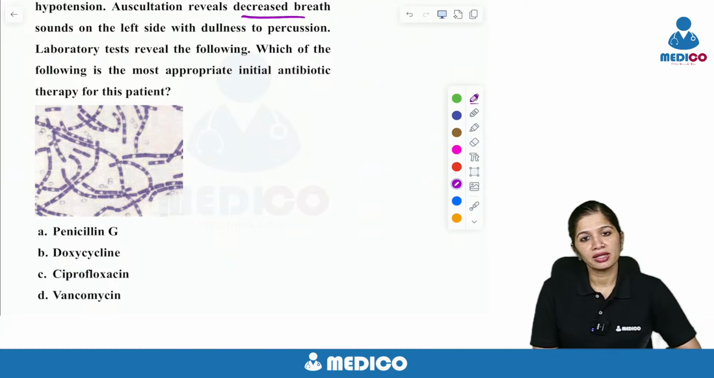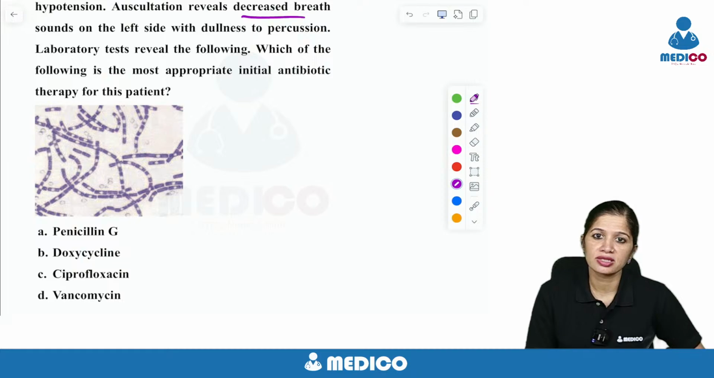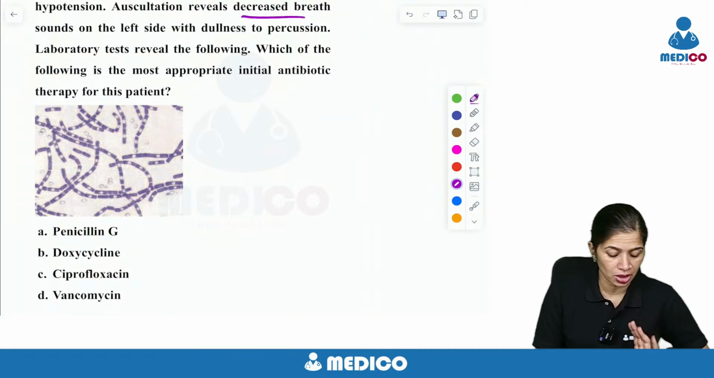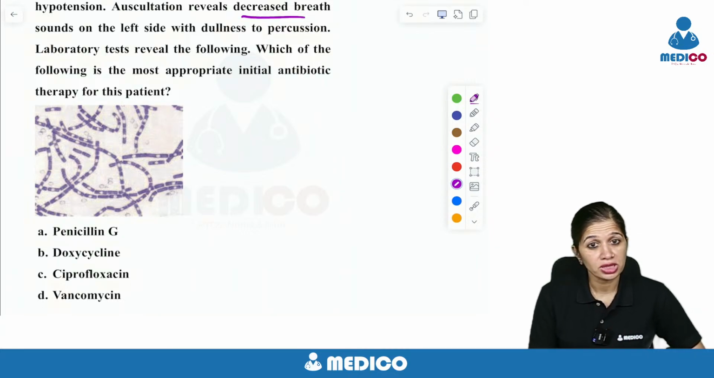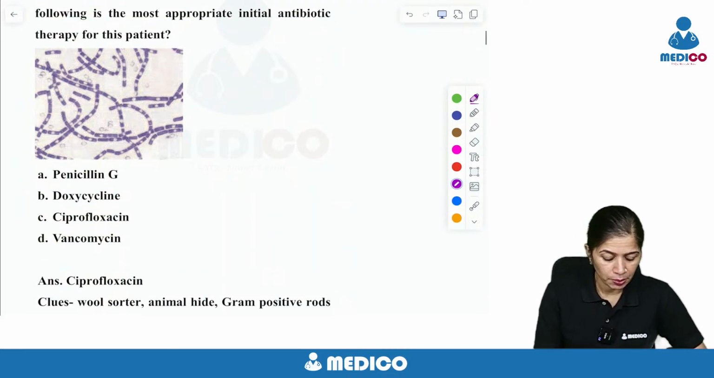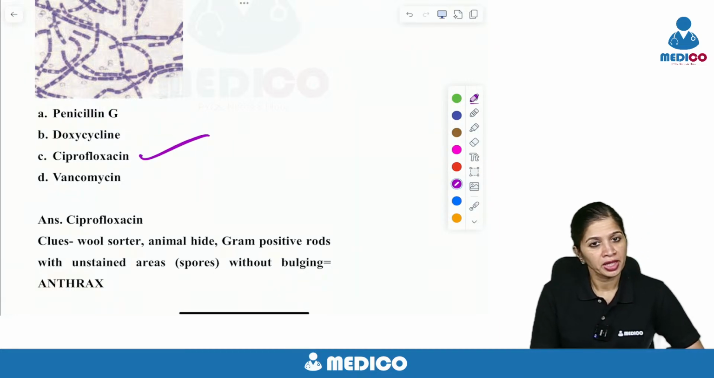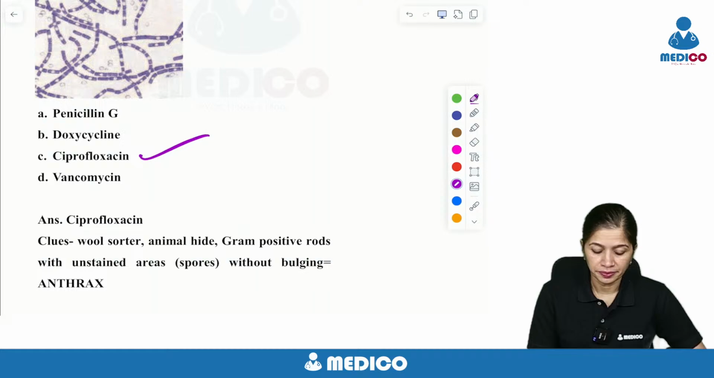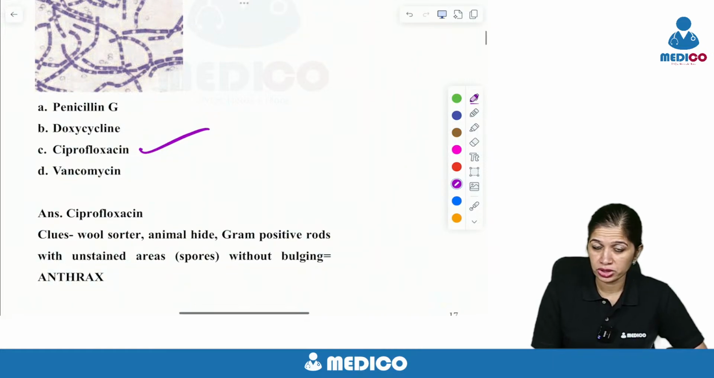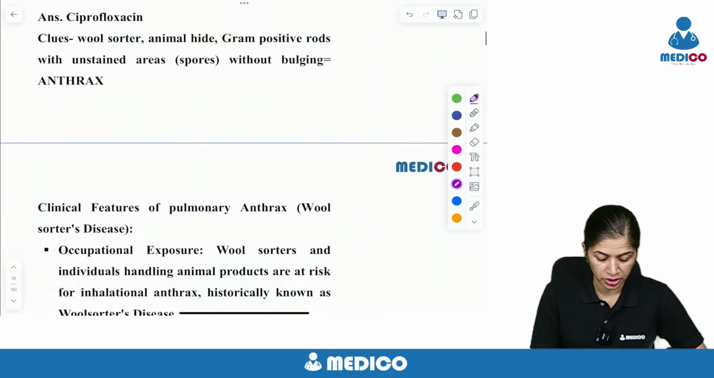So one thing about anthrax is that knowing it is gram positive, everybody tends to immediately jump and choose penicillin G. But for anthrax, the drug of choice is not penicillin G, it is ciprofloxacin. Okay, so that is the correct answer in this question. Let us see this a little bit more in detail. We've already discussed the clues, okay, and all those clues were there in the question.